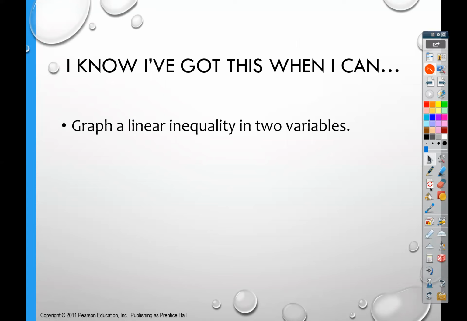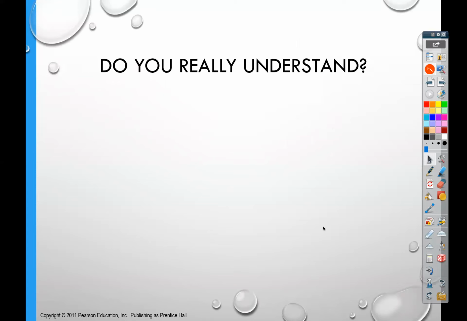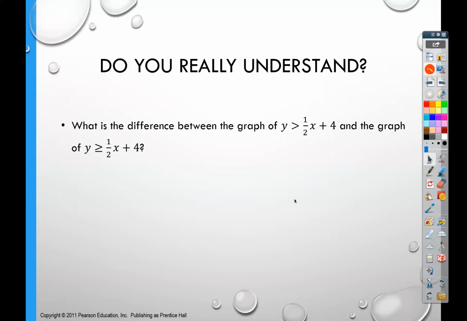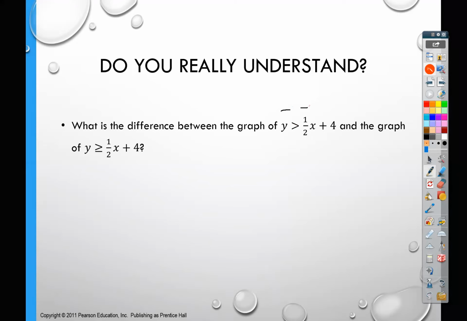All right, so I know I've got this when I can graph a linear inequality in 2 variables. Do you really understand? What is the difference between the graph of y is greater than 1/2 x plus 4 and the graph of y is greater than or equal to 1/2 x plus 4? The only difference would be that your line is going to be dotted on the first one. It's going to be dotted when it's greater, and it's going to be solid when it has or equal to with it.